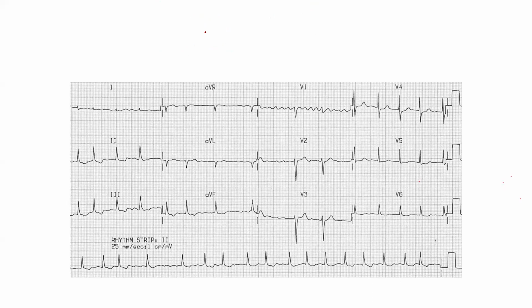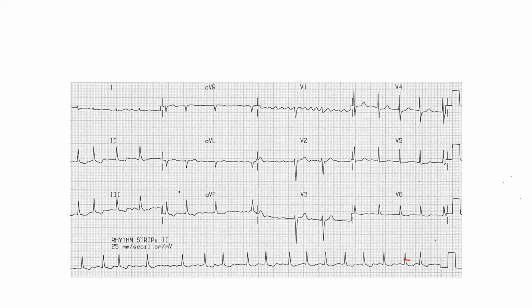Is there a QRS complex? Yes, it is present. Then the second question will be, is there a P wave present or not? Can you identify P waves in all QRS complexes? No, there are no P waves here. Okay, so there are no P waves here. What is the next question?